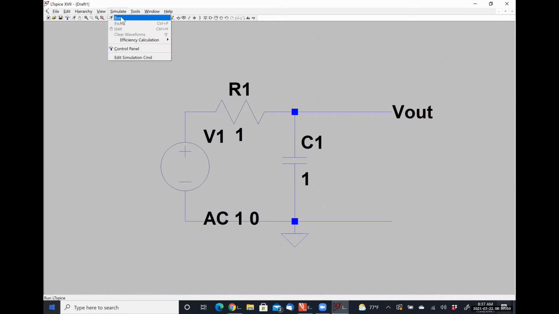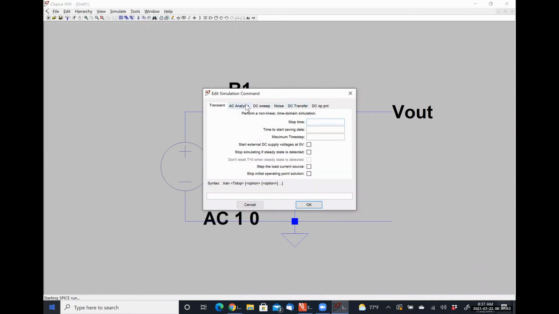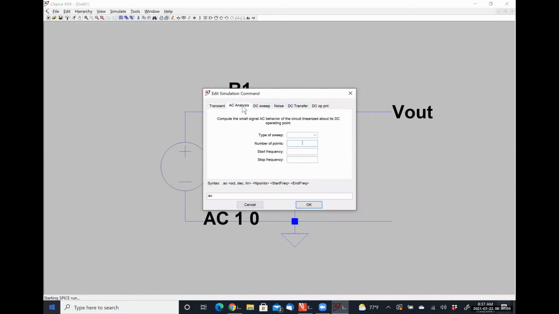So when I run the simulation, I need to now set it to AC analysis, okay? So I'm going to do a decade sweep. The number of points per decade, I'm going to put it to be 1,000. I might have to change that. And I'm going to start it at 1 millihertz, so 1 lowercase m, and I'm going to end it at 1 kilohertz. Okay.